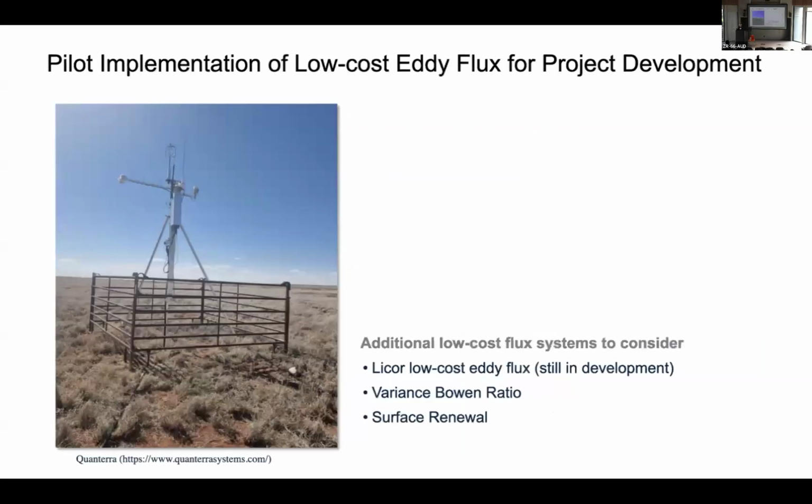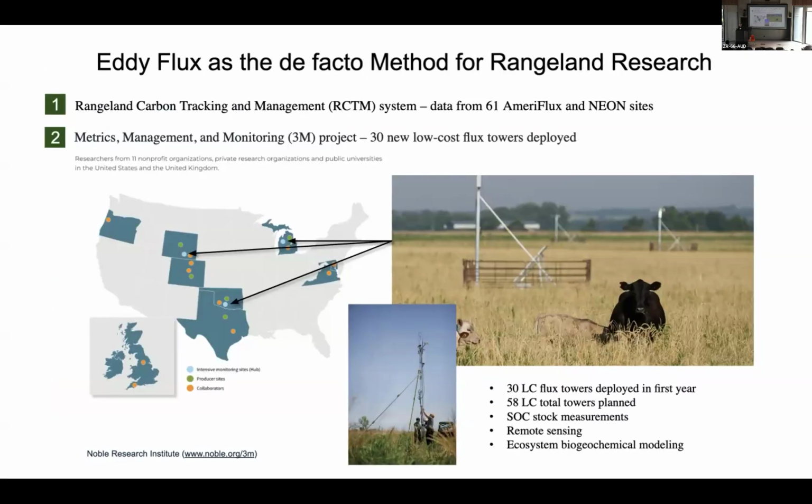Most notably, recently there's a rangeland carbon tracking and management system, which leveraged 61 AmeriFlux and NEON tower flux data sets to develop and test their model. And secondly, there's been a large effort recently.